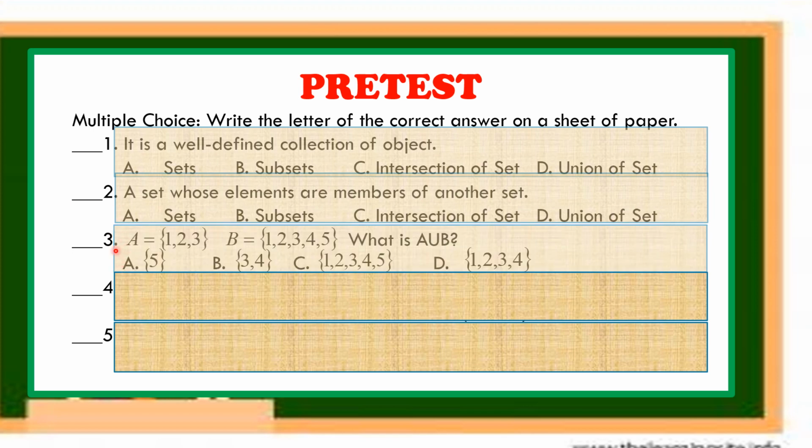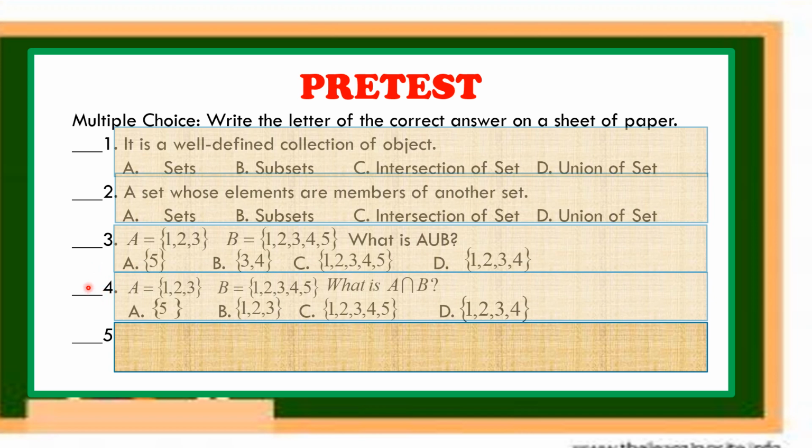Number 3. Set A is a set whose elements are 1, 2, and 3. Set B is a set whose elements are 1, 2, 3, 4, and 5. What is A union B? Letter A, 5. Letter B, 3, 4. Letter C, 1, 2, 3, 4, 5. Letter D, 1, 2, 3, 4.